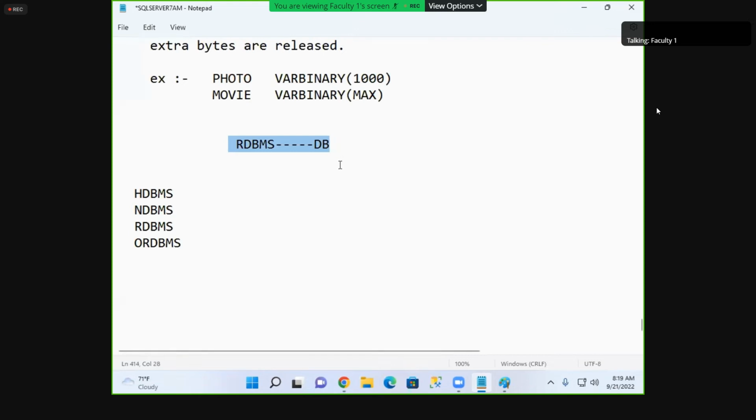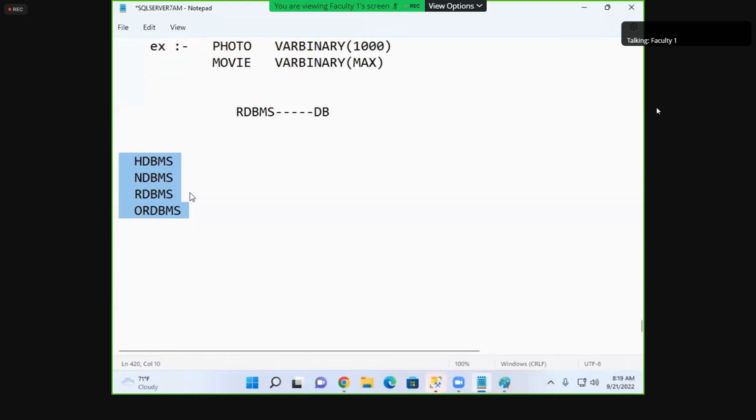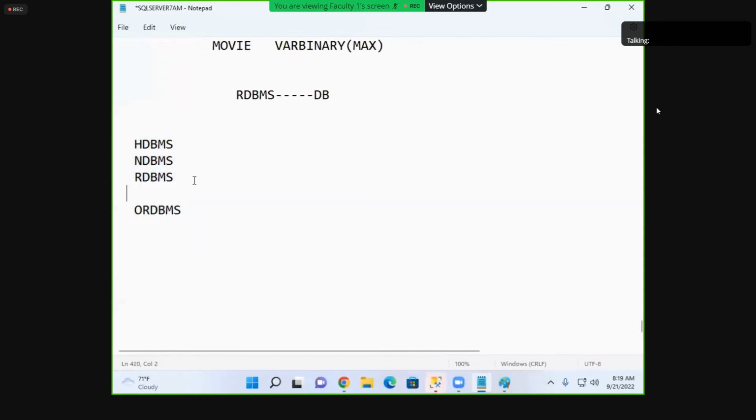Understood? Now, the database is for storing the data. RDBMS is a type of software used to maintain the database. One is for storing the data, another is a software to maintain the database. And what is SQL Server? SQL Server is a software. That comes under which category? RDBMS.